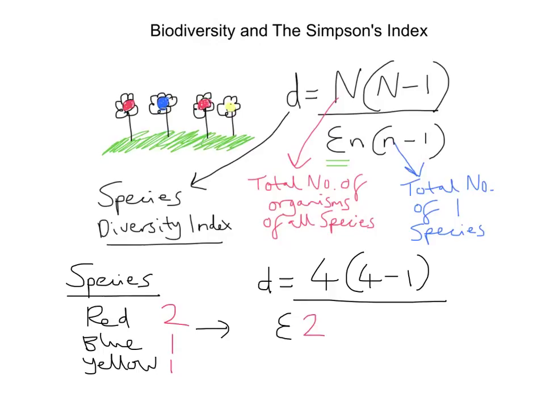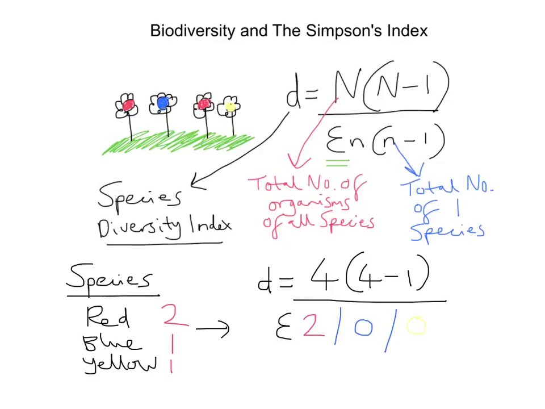For the blue flower, n is 1, and we're multiplying that by n minus 1, which is 0. So 1 times 0 comes out as 0. And finally, we need to do little n for the yellow species. So again, like the blue, we have 1 times 1 minus 1, which is a total of 0. So what we have here are 3 values, 2, 0 and 0.